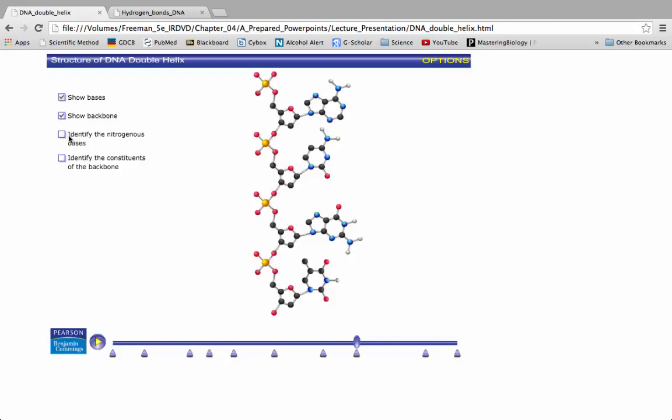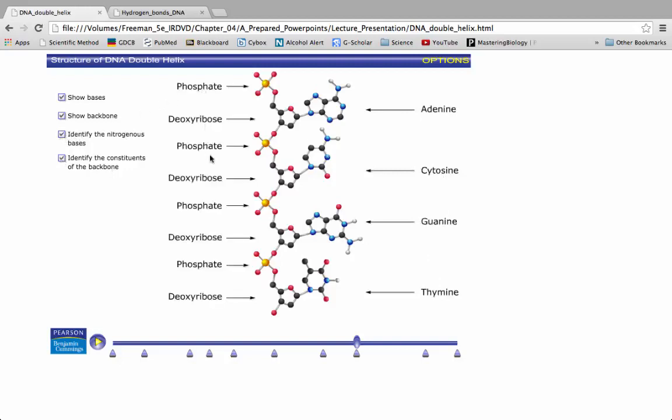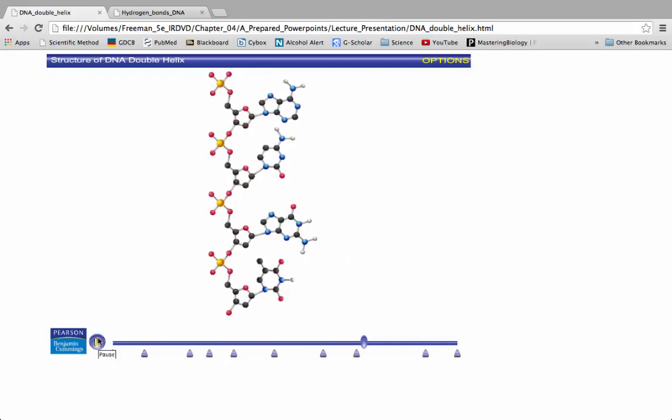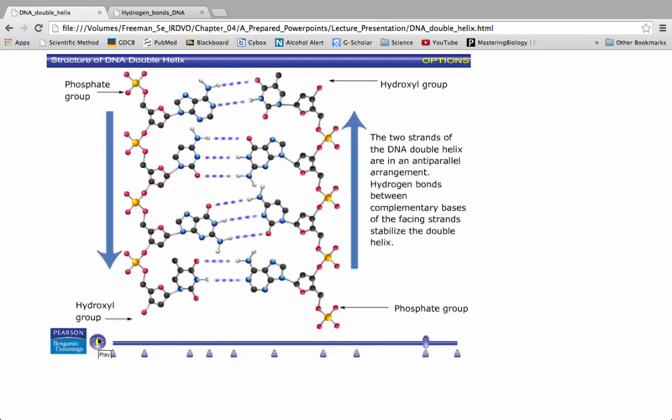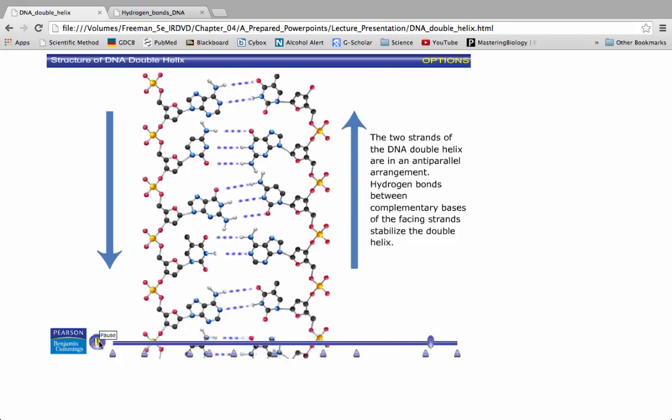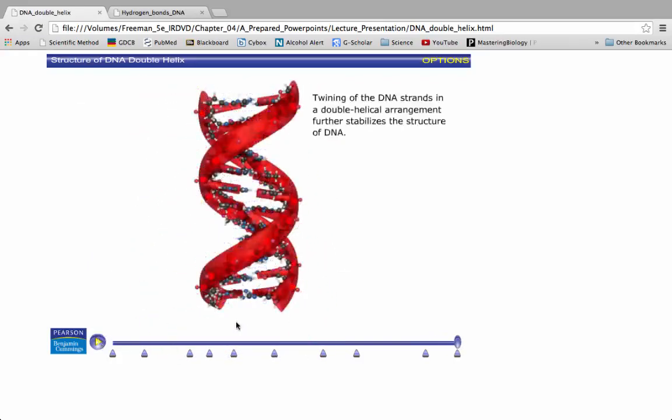So here are the nitrogenous bases A, C, G, and T, and the sugar phosphate backbone, which consists of alternating phosphate groups and deoxyribose sugar. The opposite strand also has the same structure and is anti-parallel to the first strand. The nitrogenous bases on the two strands interact with each other via hydrogen bonds. These hydrogen bonds stabilize the double helical structure of DNA.